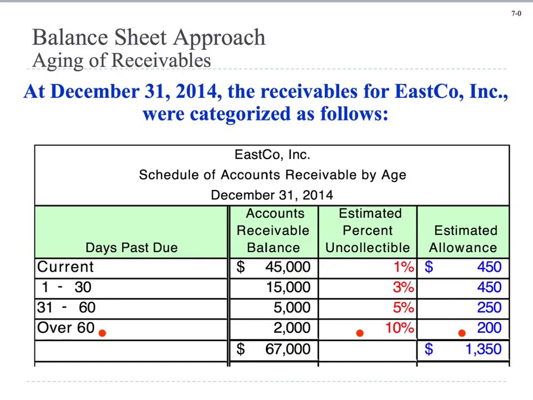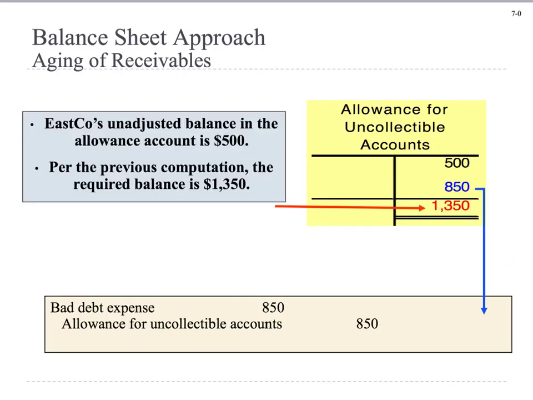Remember, this is an estimate. We don't know for sure who's going to be not paying their bill, but based on history, we do have customers, unfortunately, who don't pay their bill. So this is what our ending balance of the allowance needs to be. But in this case, there was already a balance of $500. $1,350 is what the ending balance needs to be, so we only have to add $850 to the allowance balance to get to the ending balance of $1,350. And then again, you see the entry, debit bad debt expense, credit your allowance for uncollectible accounts.